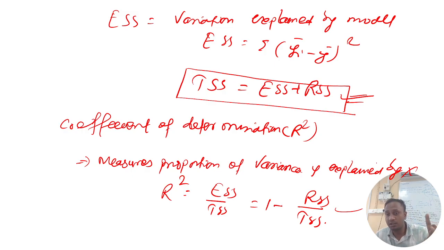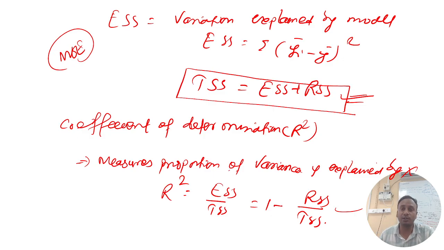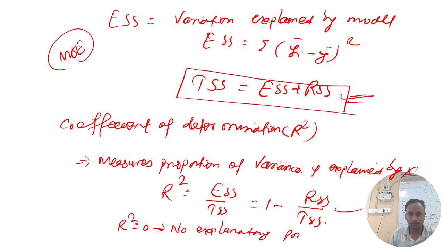So this is one formula here, second formula here. The first step is we have to fit the line. After that, we are going to check the error, first MSE, which is going to be the mean square error. Then we check the correlation, which is going to be the coefficient of determination. When R square is 0, we'll say no explanatory power. When R square is equal to 1, we'll say perfect fit. And when R square is closer to 1, we'll say better model fit.